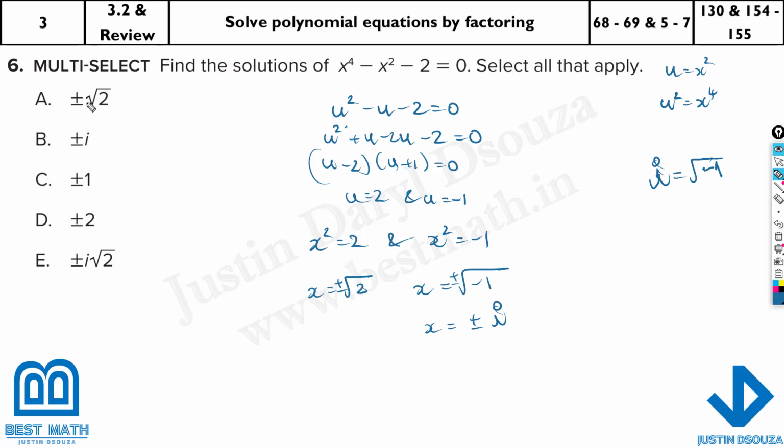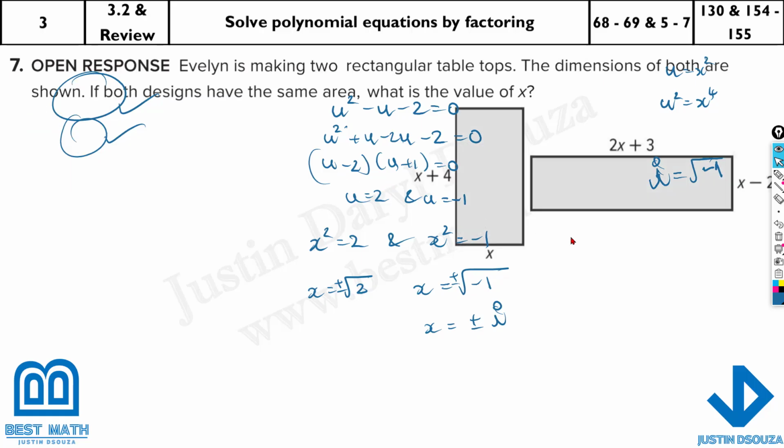So which are the solutions? Yeah, this is a solution. Yes, A. This is correct. That's it. None of the others are correct. A and B is the only solution. I hope this is clear.